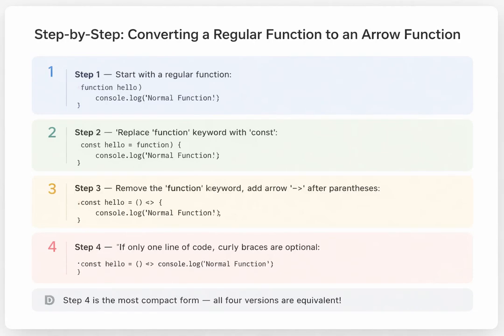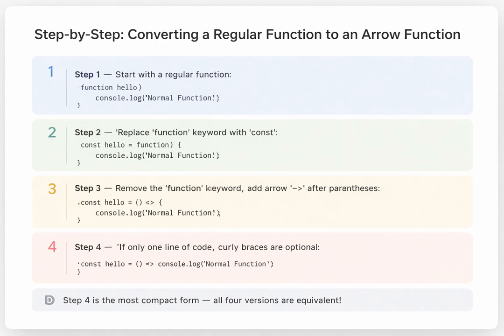Let's walk through the conversion step by step, because the instructor actually does this live to make it crystal clear. Step 1. You start with a regular function. You have the function keyword, the name hello, parentheses, and curly braces with code inside. Step 2. You replace the function keyword with const, and you assign the function to that variable using an equal sign. At this point, it still looks a bit like a regular function. Step 3. You remove the remaining function keyword and add the arrow symbol, that's equals and greater than, right after the closing parentheses. Now you have a proper arrow function.